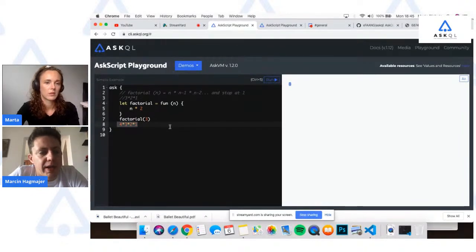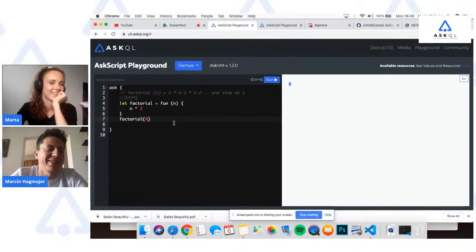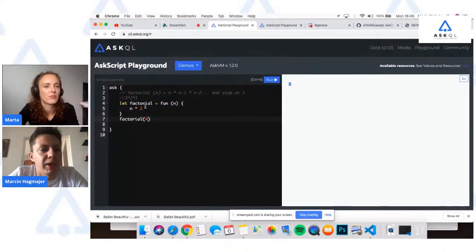And what does our program say? 8, not good. Fail. This test is failed. Okay, let's make it work. Basically, our implementation has this problem that when we give it number 4, it doesn't produce the expected number of 24. We can call it an issue or a bug.